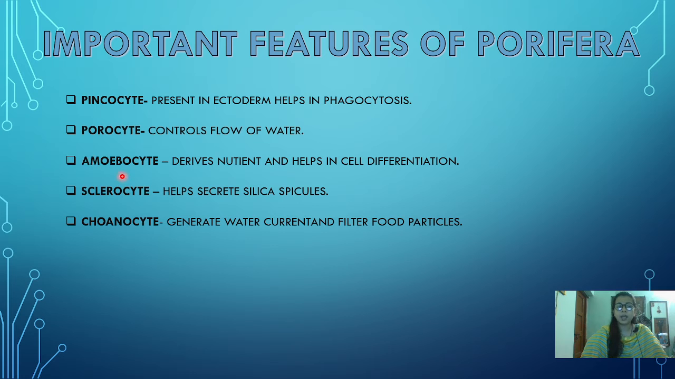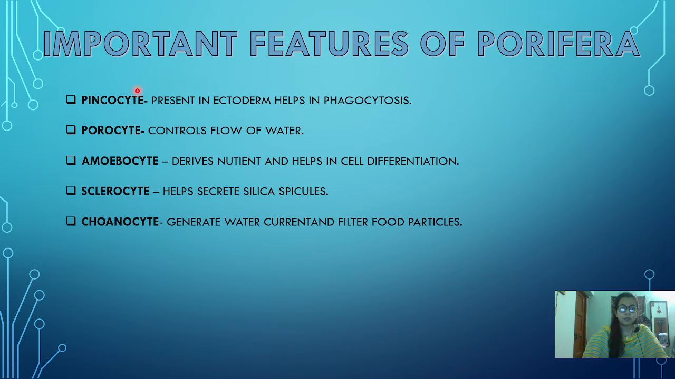Next is the amoebocyte. Amoebocyte mainly helps in nutrition, as well as cell differentiation. And what is the function of the sclerocyte? It secretes the spicules. That is, you can see the siliceous spicules, calcareous spicules, all the exoskeletons are secreted from the sclerocyte. And choanocytes help in generating the water current in the water canal system. The choanocytes help in the generation of water current as well as in the filtering of the water, which is a main feature present in the water canal system.